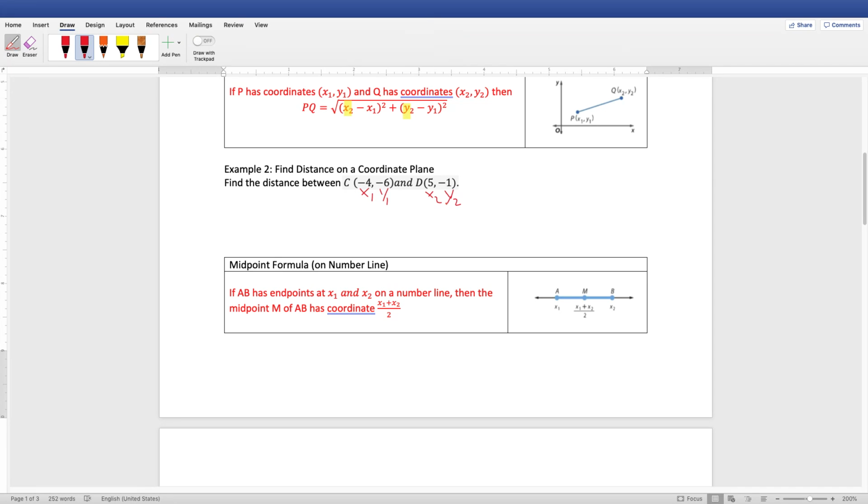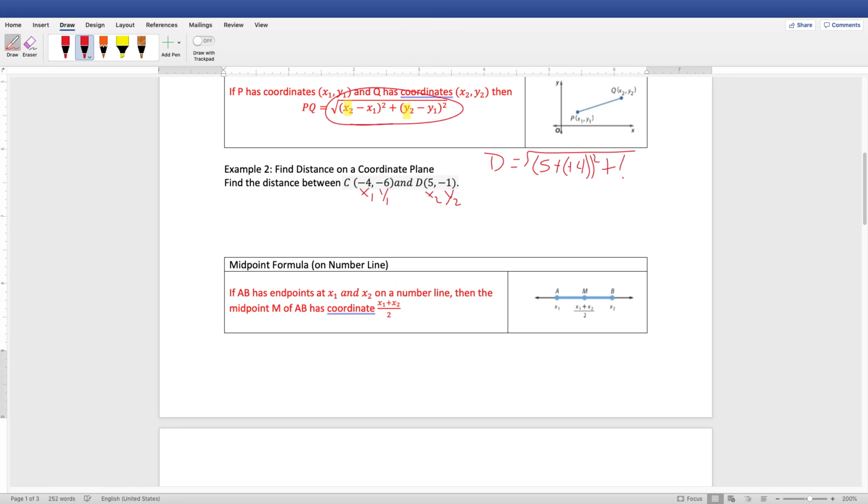Then we're going to write the distance formula. So we have the square root of x2 minus x1 squared plus y2 minus y1 squared. I've already labeled these x1, y1, x2, y2, and so I'm going to substitute it in. My distance is equal to x sub 2, which is 5, minus x sub 1, which is negative 4. So I have minus a negative 4, and then that is squared. Anytime that you have minus a negative, it becomes plus a positive.